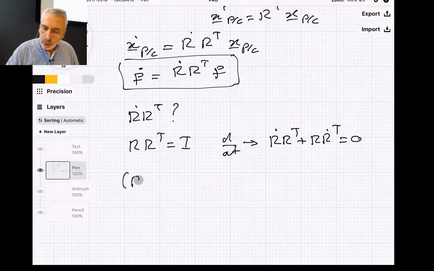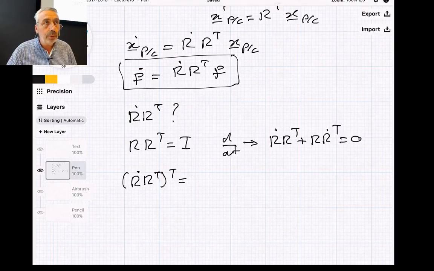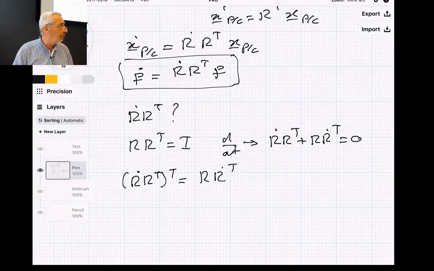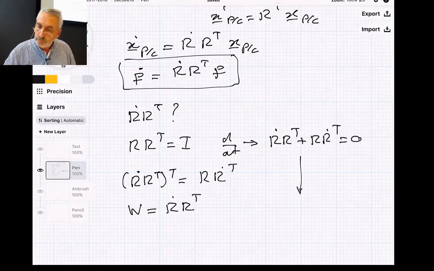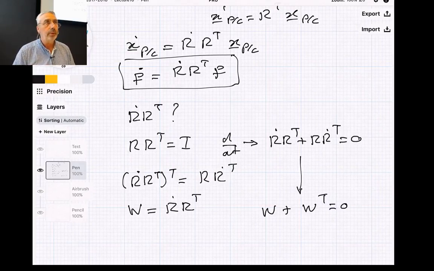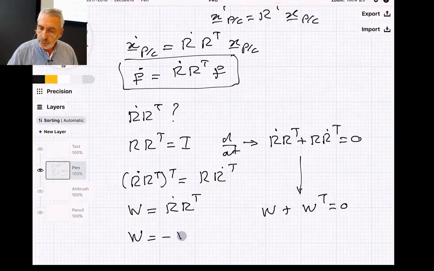Because R dot R transpose, in the transpose, is equal to R times R dot transpose, right? So if we take the transpose of this one, then that's identical to this guy. So let's say we have a matrix W, which is R dot R transpose. Then apparently this statement tells me that W plus W transpose is 0. Or in other terms, W equals minus W transpose.